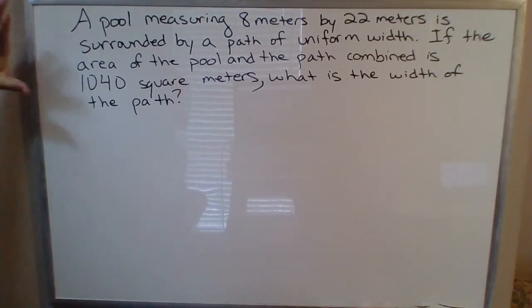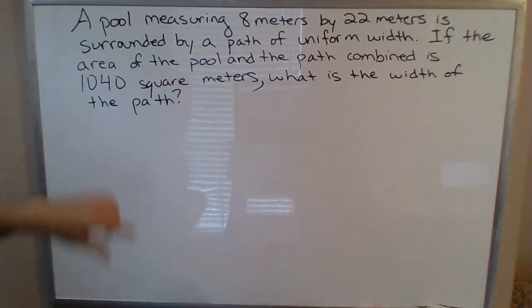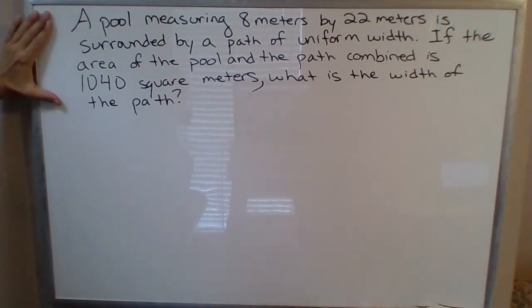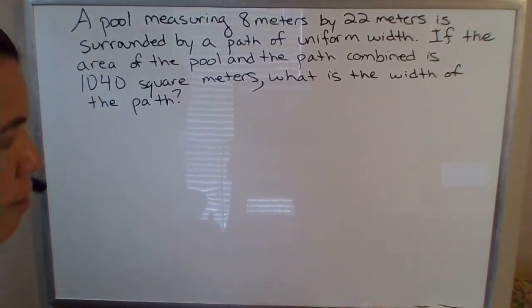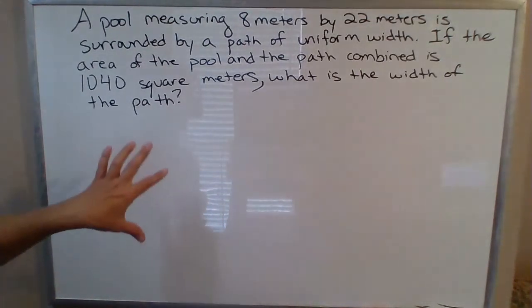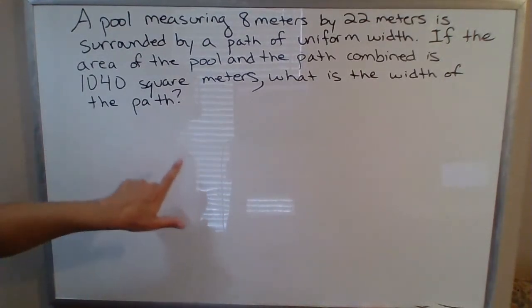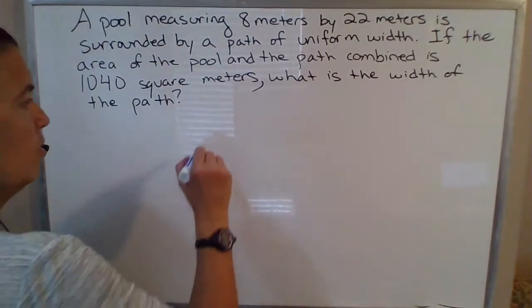So now we're going to solve a word problem that's going to lead us to a quadratic equation in a minute. But let's look at this first. A pool measuring 8 meters by 22 meters is surrounded by a path of uniform width. If the area of the pool and the path combined is 1,040 square meters, what is the width of the path? Okay, so I'd like to draw a picture of what we're looking at.